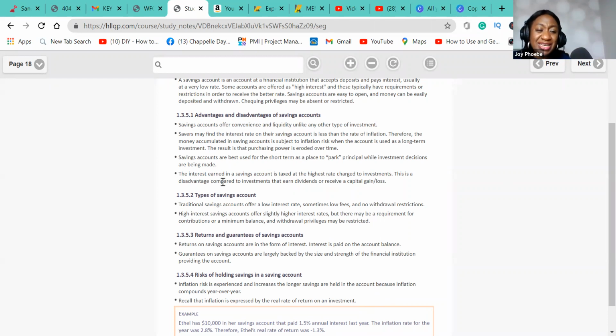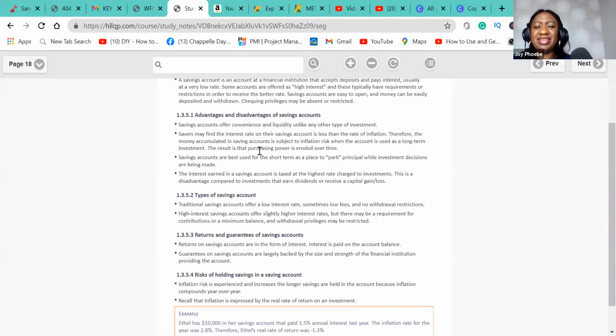So when you look at the savings account that you have, what are the advantages? Savings accounts offer convenience and liquidity, unlike other types of accounts. It's very easy to manage. The money is there at any time. You just move money from it. It's easy, it's just simple, right?